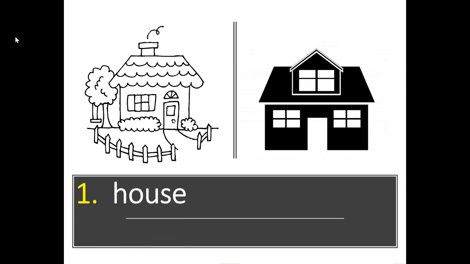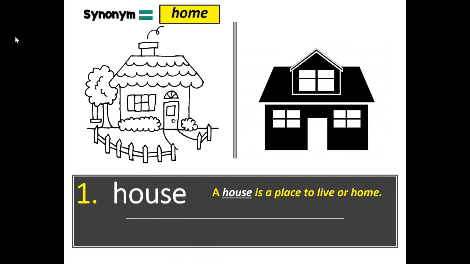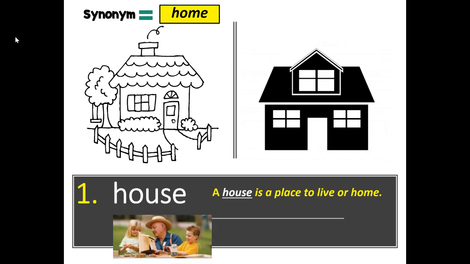House. So for number 1, you need to write house. What is a house? A house is a place to live or it's a home. So a synonym for house is home. Instead of saying house, you could say home.